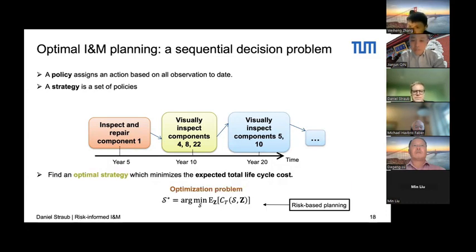And we're trying to find the optimal one, more precisely, the optimal strategy, so that the set of policies gives us in the end the lowest expected total life cycle cost. So S is the strategy, and we're trying to find the one that minimizes the expected total life cycle cost, but the expectation is actually over the set of observations. These are all the possible observations you can make. Now, the space of observations itself actually depends on the strategy, because the strategy tells us whether we inspect or not. So mathematically, it's not that trivial.